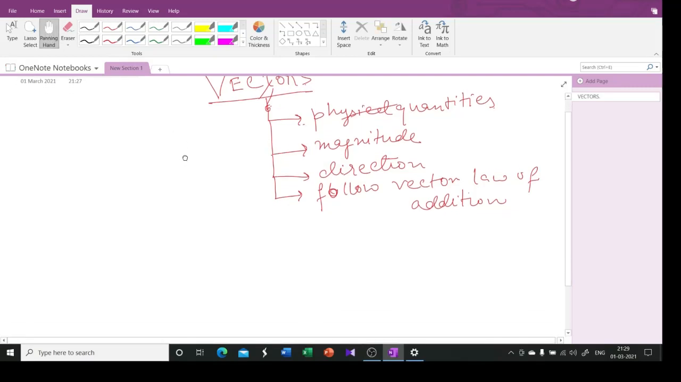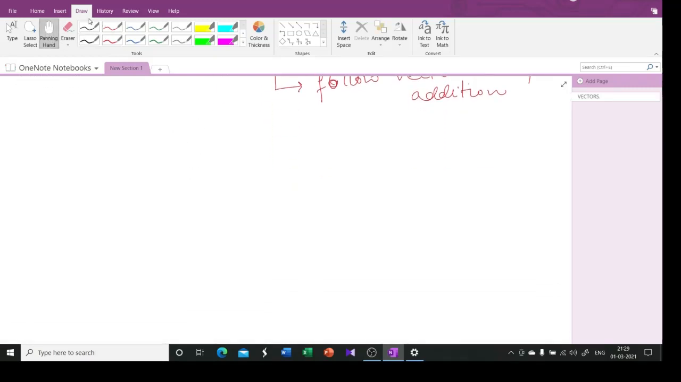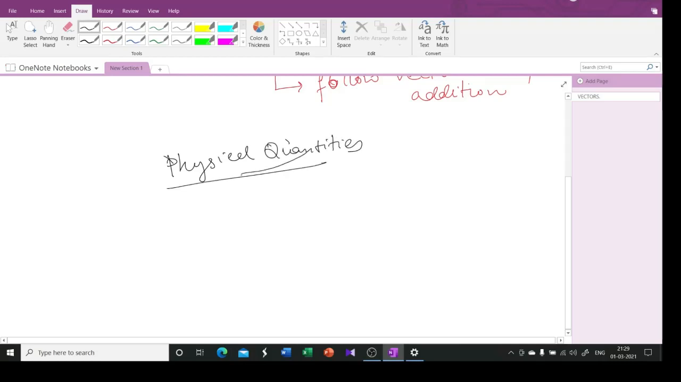So now let's get a feel of what vectors actually are. The physical quantities can be divided into two subgroups, scalars and vectors, as simple as that. So what are scalars? Scalars are those quantities which have only one thing, that is magnitude, and magnitude is sufficient to describe a scalar quantity.